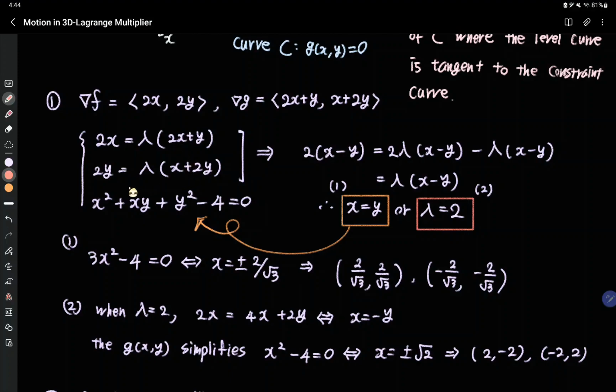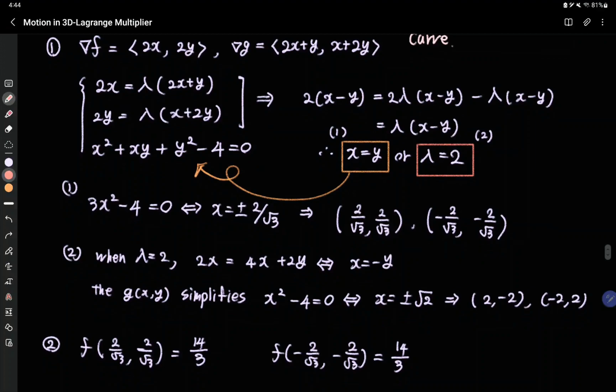Subtracting the second equation from the first, we got this. Simplifying, we get this. Then we can find two solutions from that equation: x equals y or lambda equals 2. Let's think about each case. First case, x equals y. Then we plug y in for x in the third equation, the g of x, y equation of the constraint curve. Then we got this, since x equals y, and we got 2 points. These are candidates where function f has extrema.